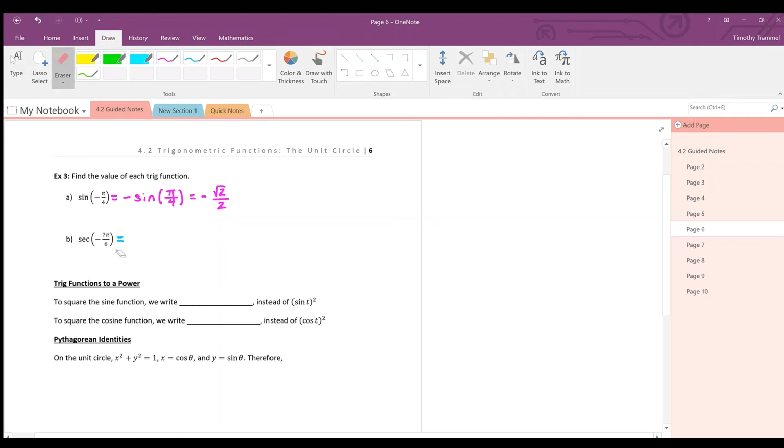So let's remind ourselves of what, well, actually, we don't need to do that yet. It's really up to us whether we want to rewrite this in terms of cosine right away, or just use the fact that secant here is even to begin with. If we go with that, then we could just rewrite this as secant of 7 pi over 6. Okay. Again, this is nice because minus 7 pi over 6 might be harder to think about where that is on our unit circle.